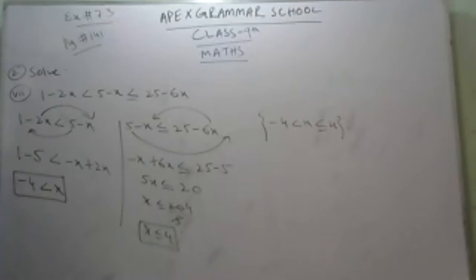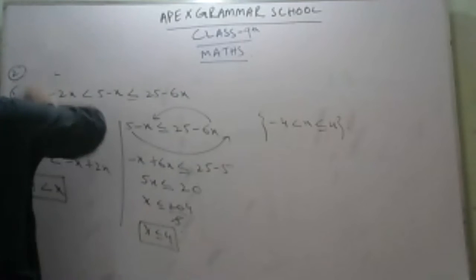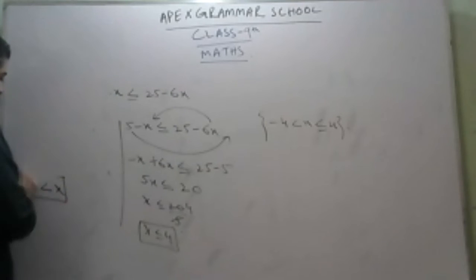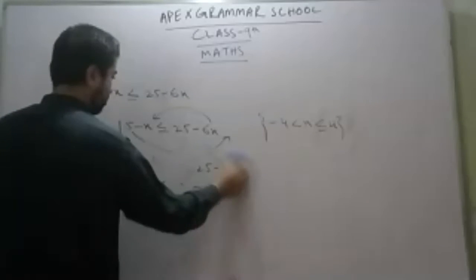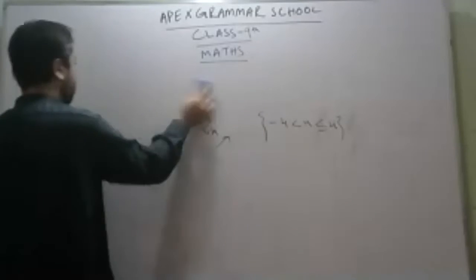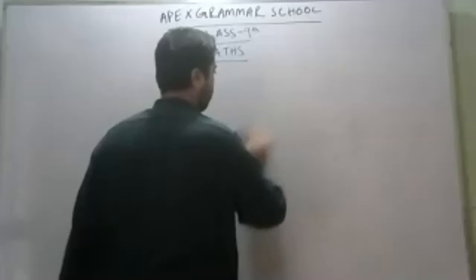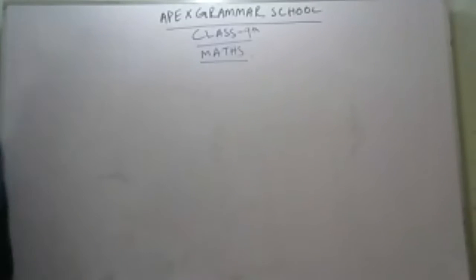Part 8 is again the same thing. This was your exercise 7.3 completed. Now for the review exercise of this chapter, MCQs of chapter number 7.